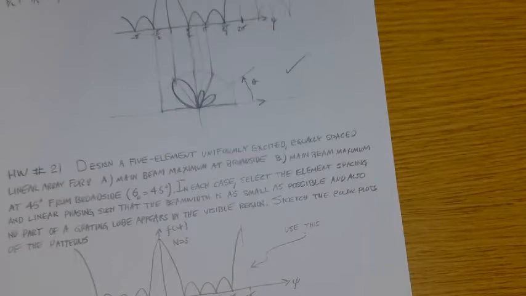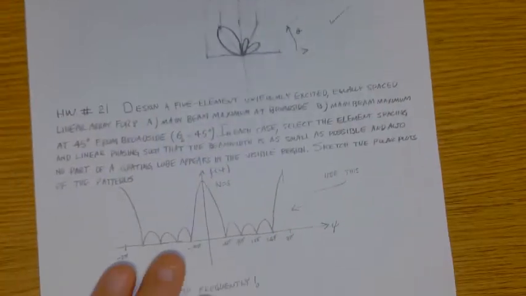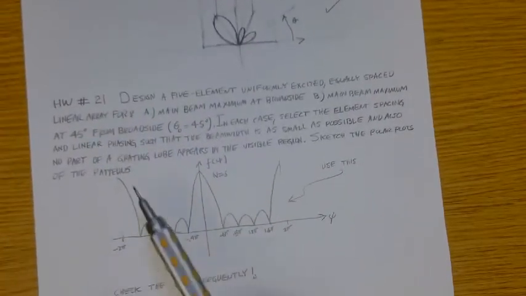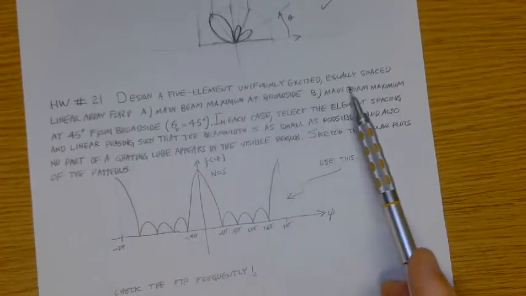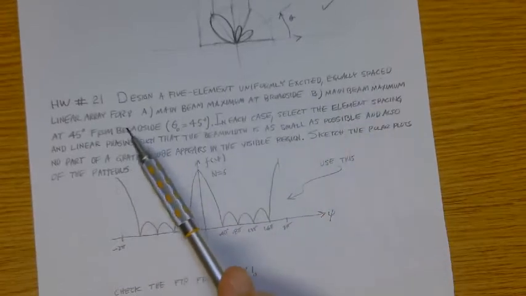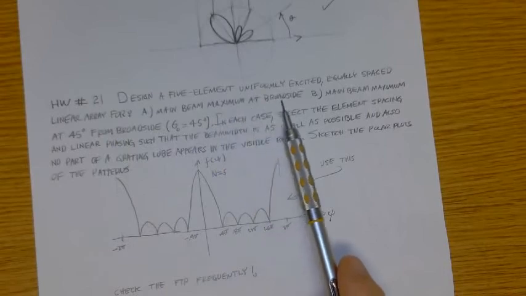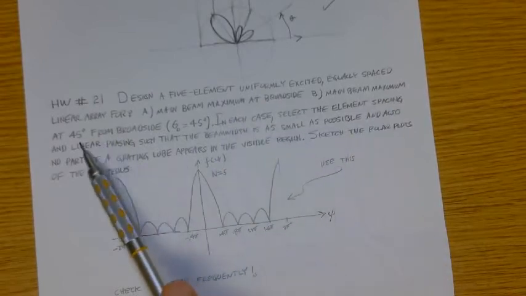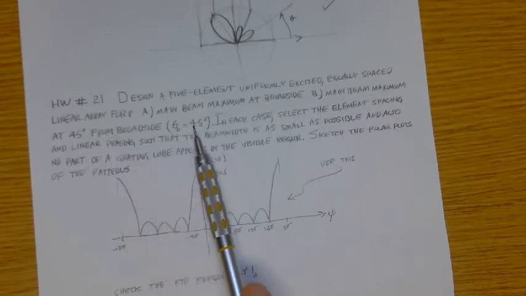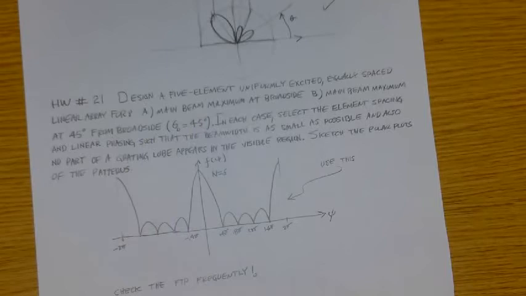Okay, so here's a little problem. See what you can do with this one. Design a 5-element uniformly excited, equally spaced linear array for main beam maximum at broadside, and then for main beam maximum 45 degrees from the broadside. Let me give you a quick hint on that.